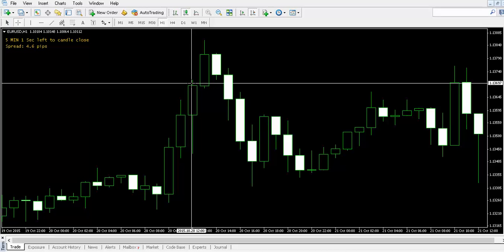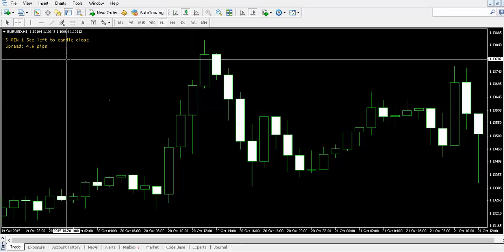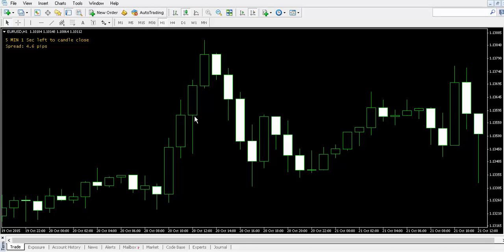This was 12 o'clock that time. So this is when it opened at 12 o'clock. This is the open of this candle. The bottom is always the open. Well, not necessarily. This is the open. And how we can tell that this is the open is because it's a bearish candlestick.